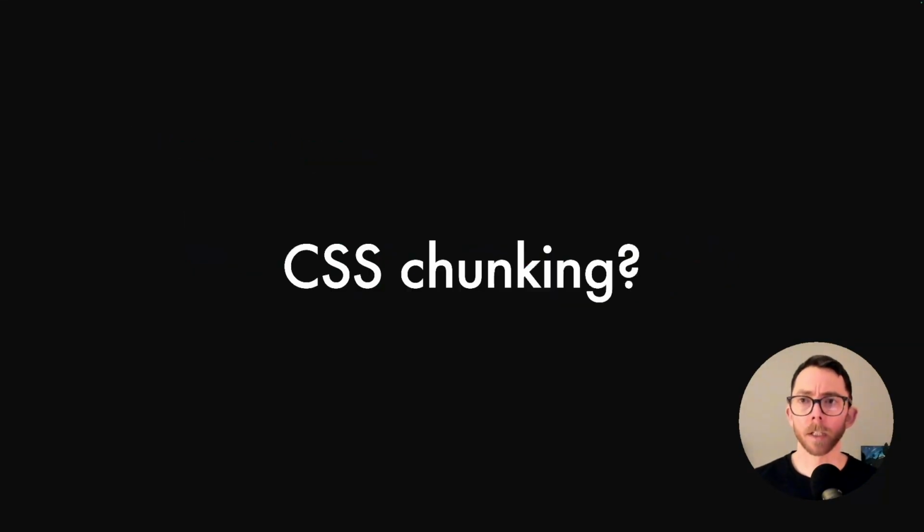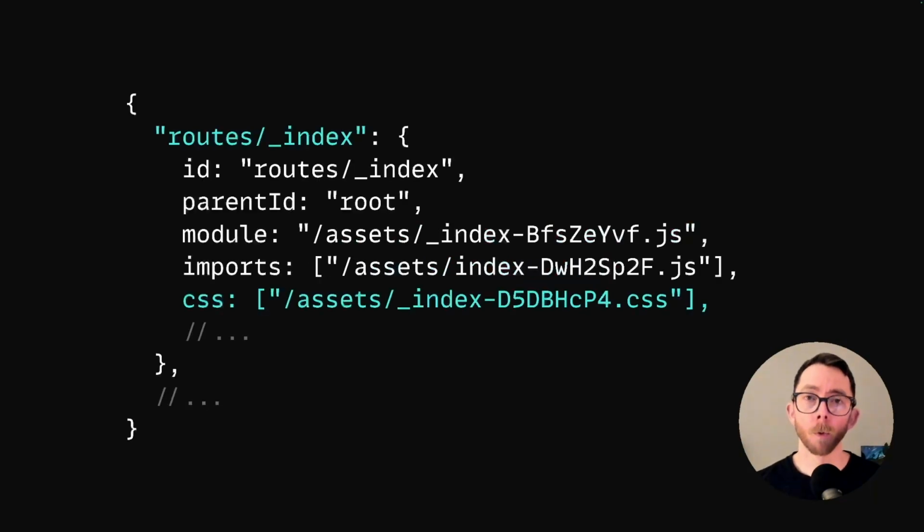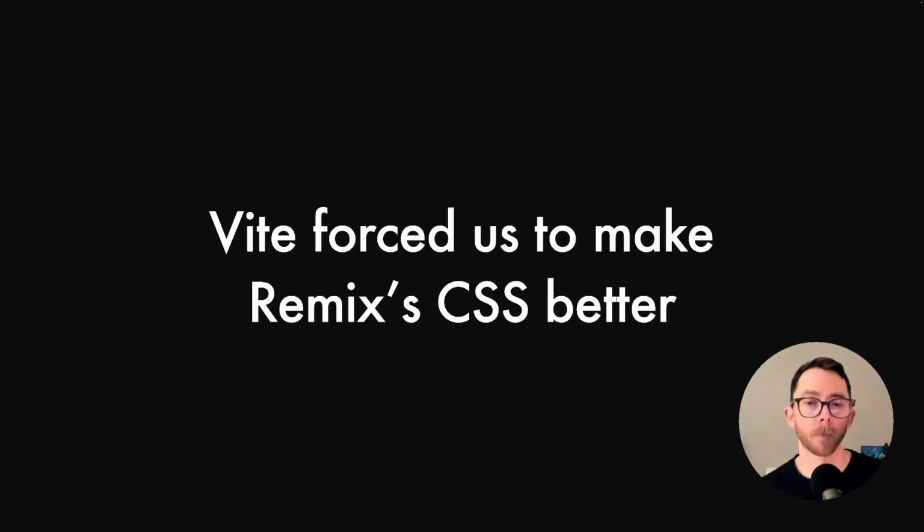So how do we support CSS chunking? Well, we basically need to take a similar approach, which is that when you import a CSS file using a mechanism that implies the use of a bundler, such as a CSS side effect import, what we need to do is similarly attach the assets to the manifest. So in this case, there's now a new CSS field on the Remix manifest that describes the CSS files that are needed in order to render this route.